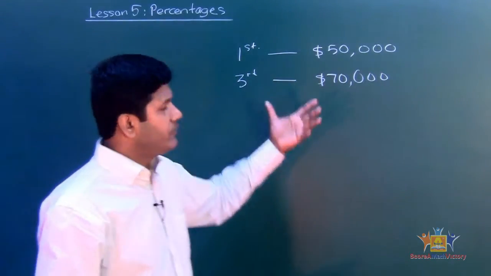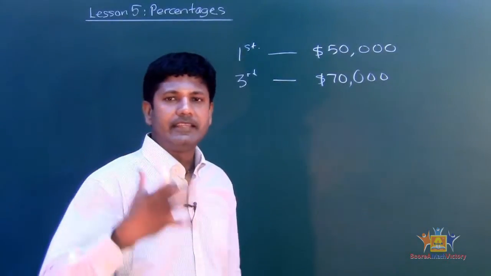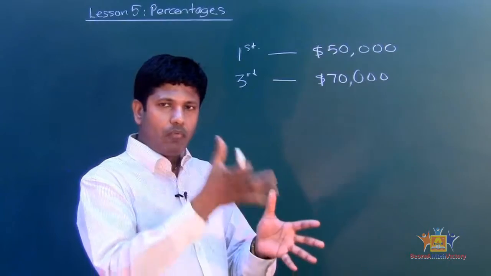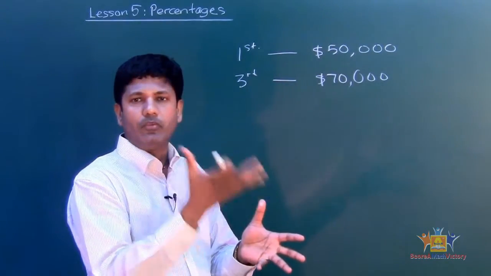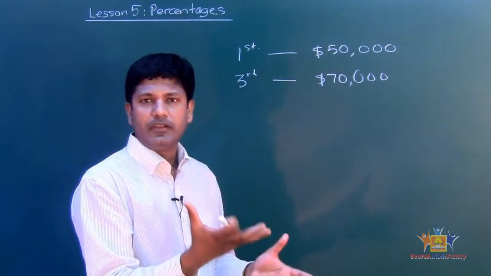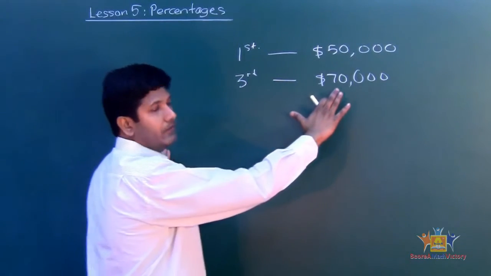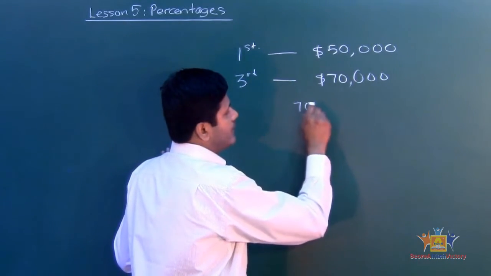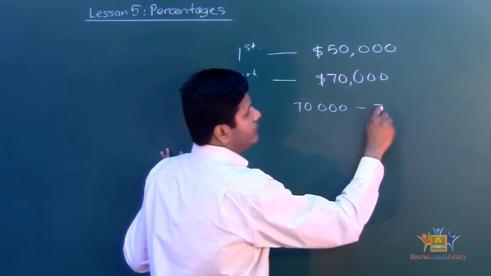So now I want to find what my percentage increase is. First I need to find out what the increase is, how much increase I received. So how do I do that? I take the difference, 70,000 minus 50,000. So 70,000 minus 50,000.